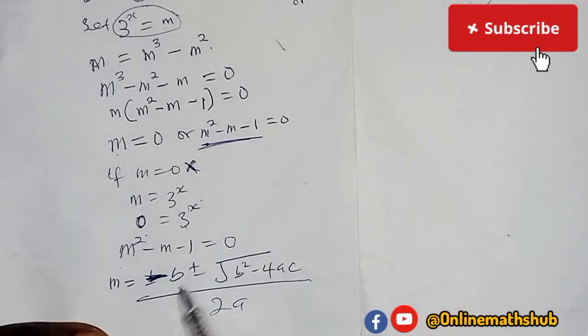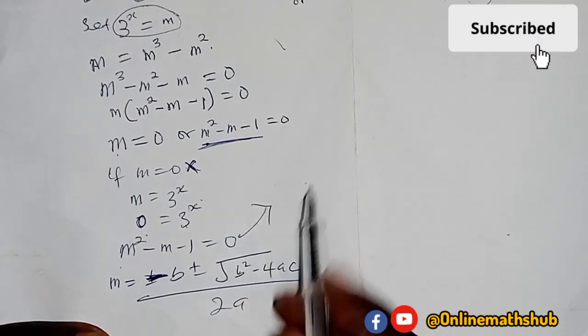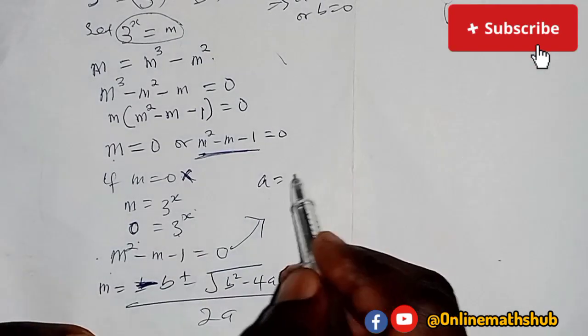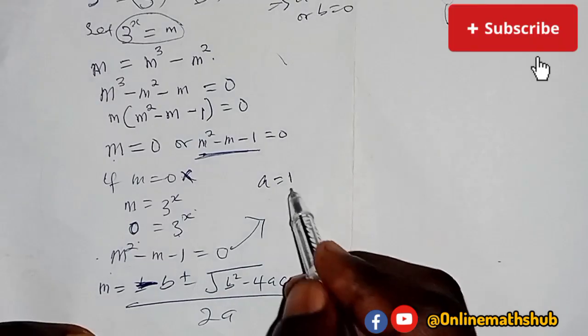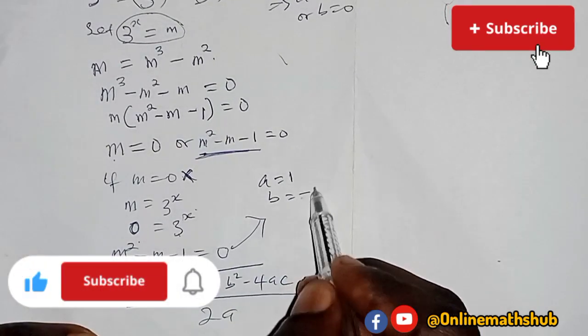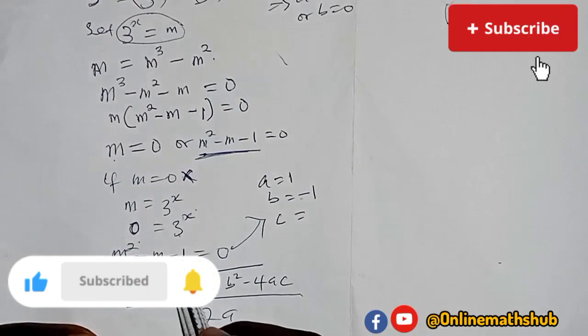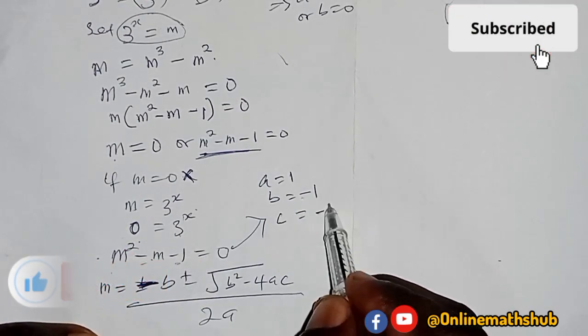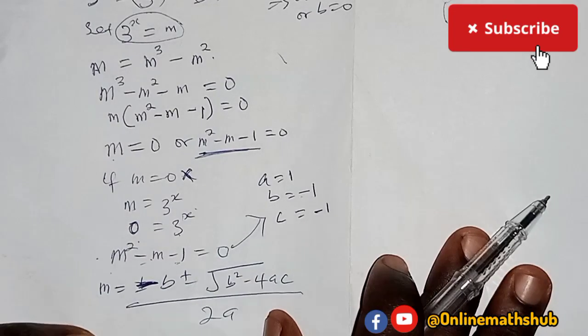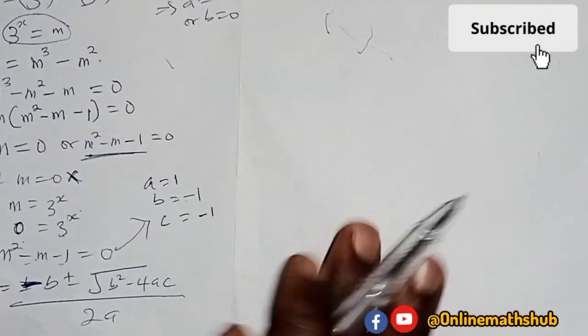Okay, so from this question right here, you can see that our a is equal to 1, which is actually the coefficient of m squared, and then our b is equal to minus 1, which is the coefficient of m right here, and then our c is also equal to minus 1, which is our constant. So we're going to replace it right here, and then we'll begin to also evaluate from there.